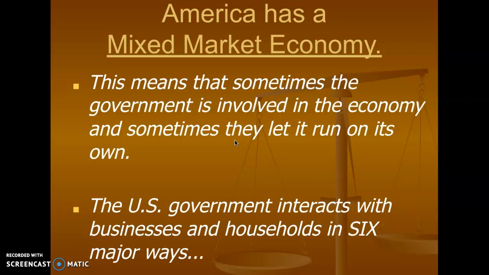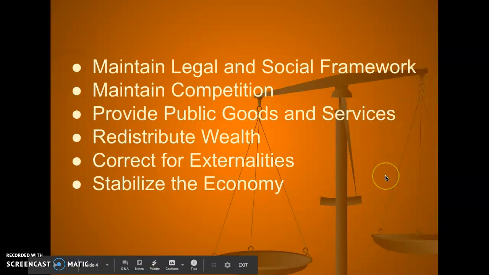The US government interacts with businesses and households in 6 major ways. These are the 6, and you'll note these on the notes so you can jot these down. The government maintains legal and social framework. They create some structure. Framework is structure. Picture it like the skeleton to your body. They have laws, they have rules, they have some social skeleton to make sure that this country can run.